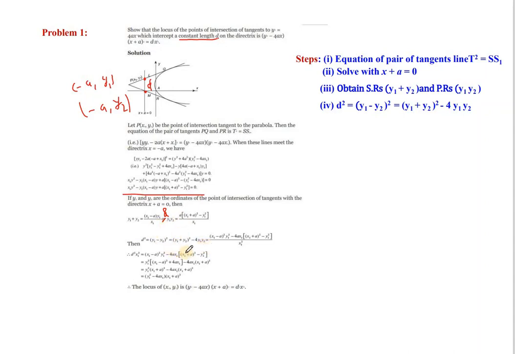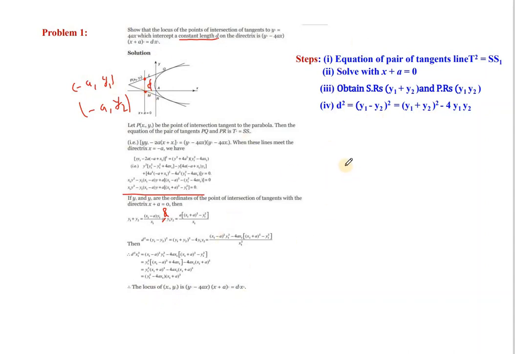And then cross multiplying, simplifying, dropping the suffix, you get the locus. Do not write dropping the suffix in the examination. You are supposed to write just the locus: this is equal to this.